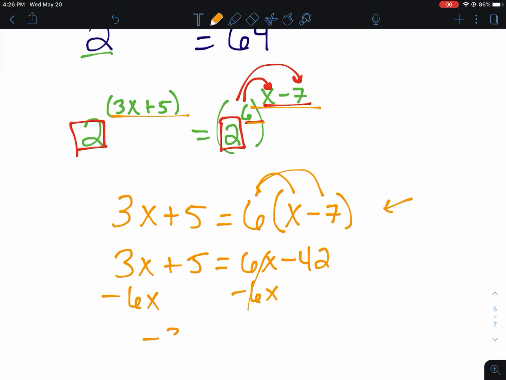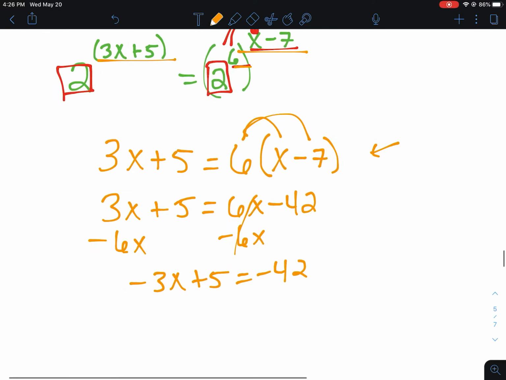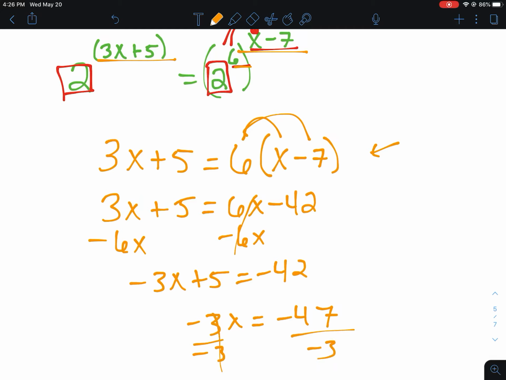Take that away. Take away 5 from both sides. Negative 3x is equal to negative 47. Divide by negative 3. And we get x should be 47 thirds.